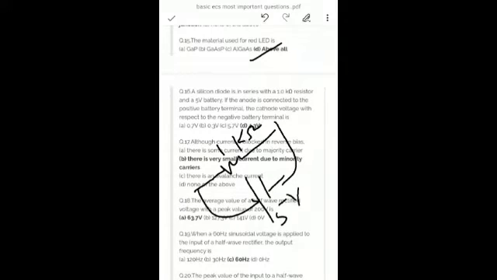Now in the 16th question, it is saying a silicon diode is in series with a 1 kilo ohm resistor and a 5 volt battery. If the anode is connected to the positive terminal, the cathode voltage with respect to the negative battery terminal is. We know the cathode voltage will always be less than the 5 volt, but not much less than the 5 volt. So if you calculate this, the cathode voltage with respect to the negative terminal, then 4.3 volt will be the answer.